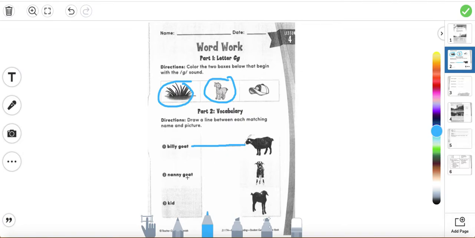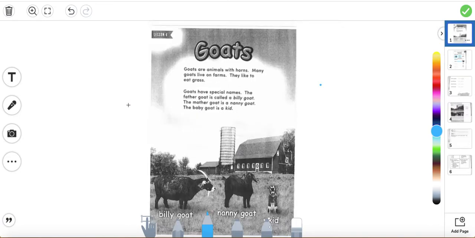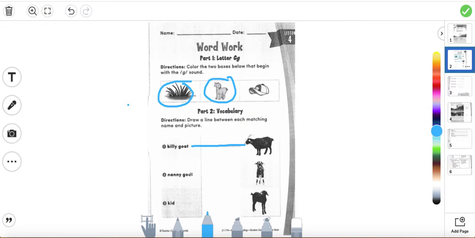It says nanny goat. Do you remember what the nanny goat looks like? Let's go ahead and go back to the story to check. So here we have the billy goat, here we have the nanny goat. And in the story it tells us the mother goat is the nanny goat. So do you see the mother goat? Yes, the bottom one. Let's look at the last one. Number 3 says kid. Which of these is the kid? The baby goat. Okay, next page.